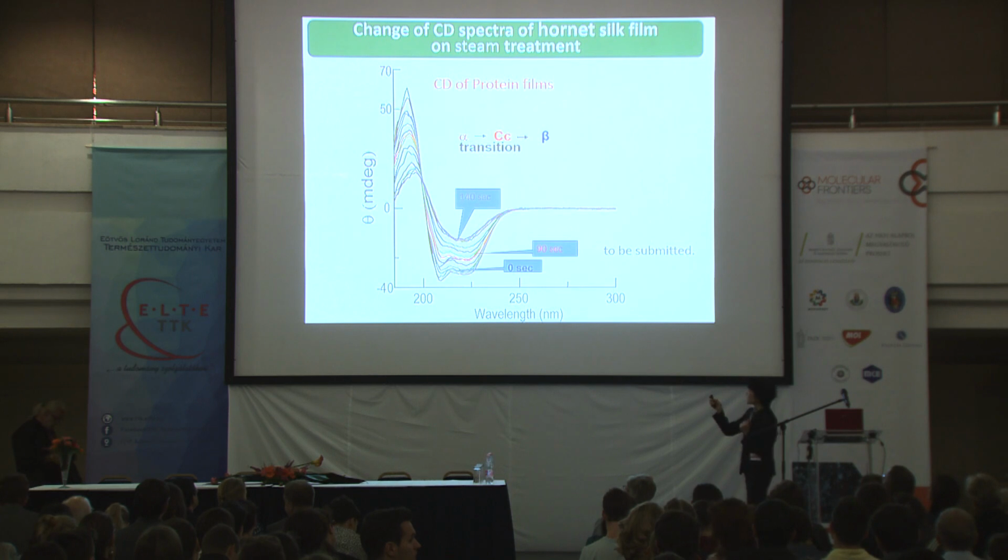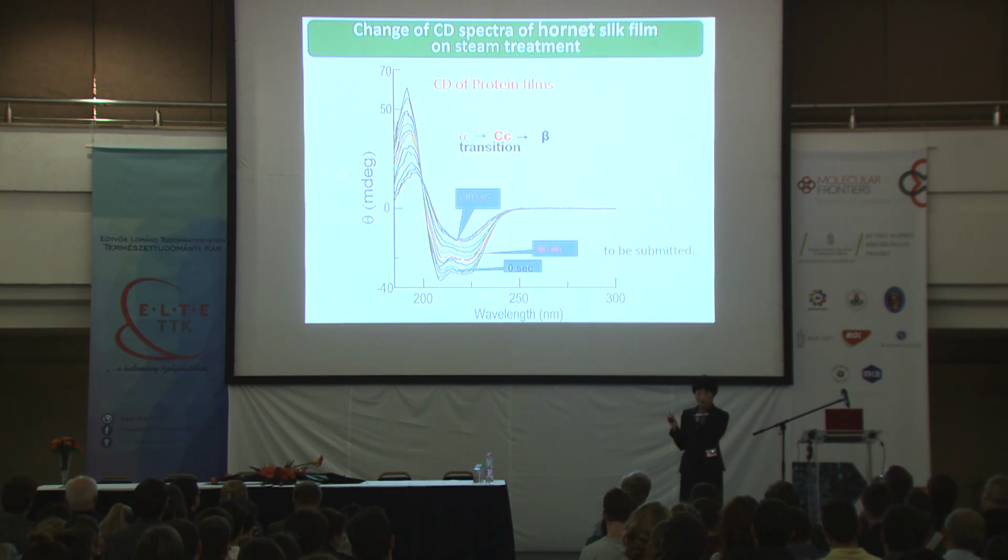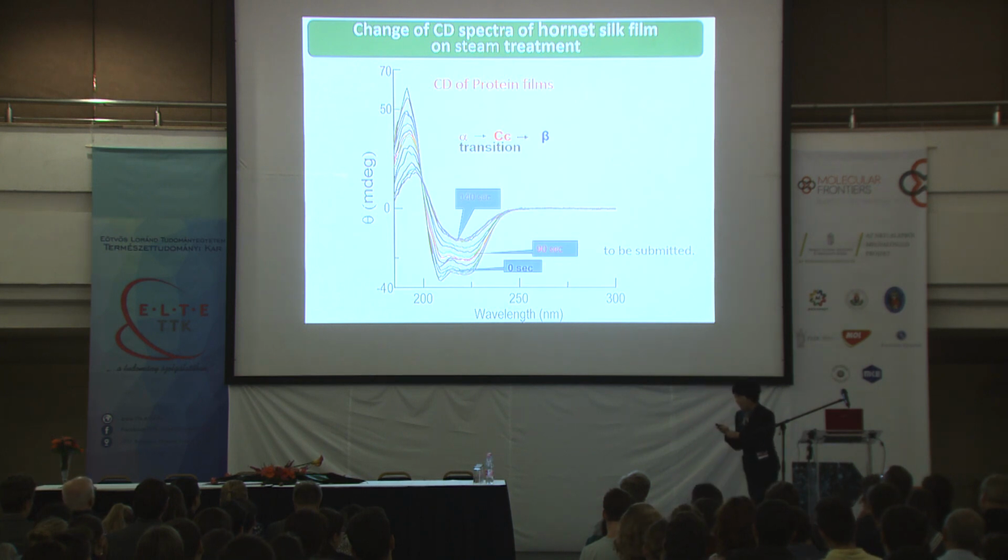And also, this is the hornet silk. And this is the film, already in the film state, but if exposed to steam for 90 seconds, it changed from alpha helix to coiled coil, and at 142 seconds, it changed to beta sheet. So these things you can measure with solid state CD, and it's really fascinating. However, for the beta, we have to wait for Christopherson's talk.